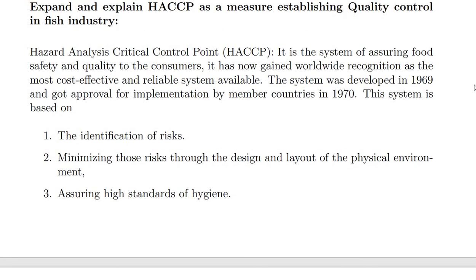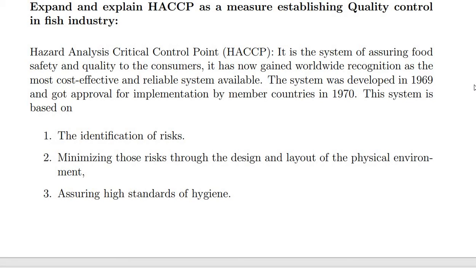Expand and explain HACCP as a measure establishing quality control in fish industries. Hazard Analysis Critical Control Point, HACCP, is the system of assuring food safety and quality to the consumers. It has now gained worldwide recognition as the most cost-effective and reliable system available.